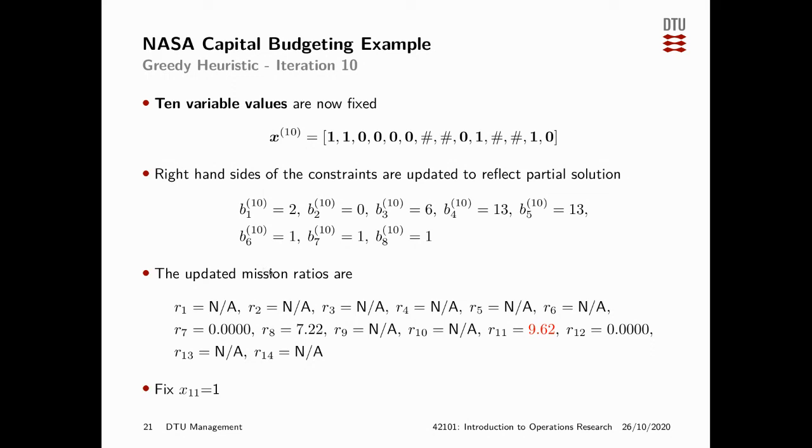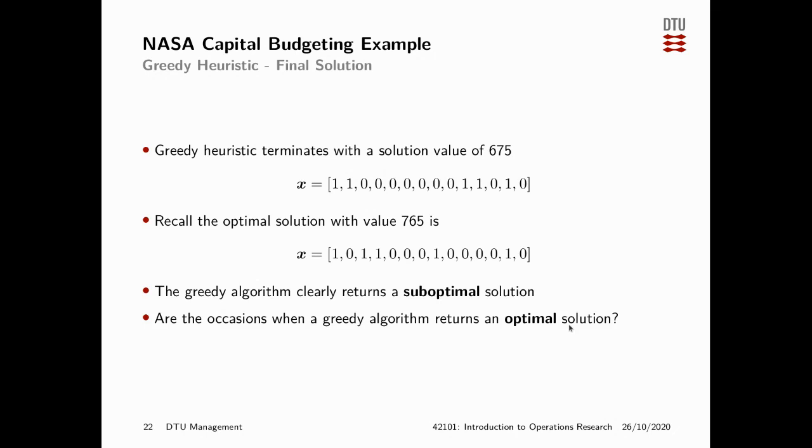And down here, I can now select mission 11. It has the highest ratio. Okay, and then I'm done. Okay, and there's no other missions I can select. So I would terminate now with a solution of mission 1, mission 2, mission 10, 11, and 13, giving me a total value of 675.